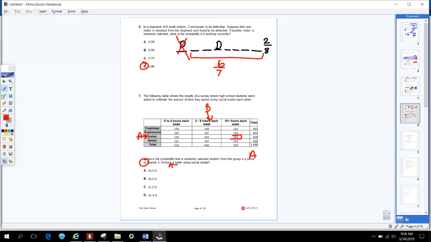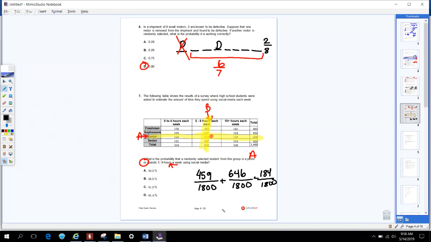Oh, wrong overlap. So here's my juniors. Here's my B. And then I have to subtract this piece that's the overlap. So altogether there are 459 juniors over 1,800 people. I'm going to add 646 people who spend 5 to 9 hours a week out of 1,800. And then I have to subtract those extra.